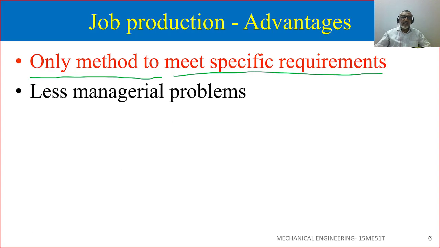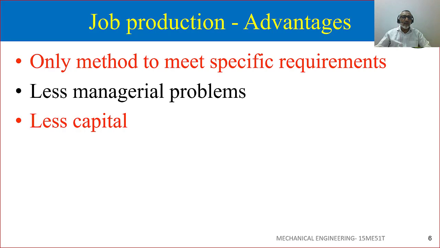Second is fewer managerial problems. The managerial problems are fewer because usually job order productions are small companies involving few workers and limited investment. The small orders are received periodically from time to time. So the management problems are less in job order production. And we don't need huge capital in job order production because you take the order and, based on this order, you make the component. You don't need to invest very huge capital.